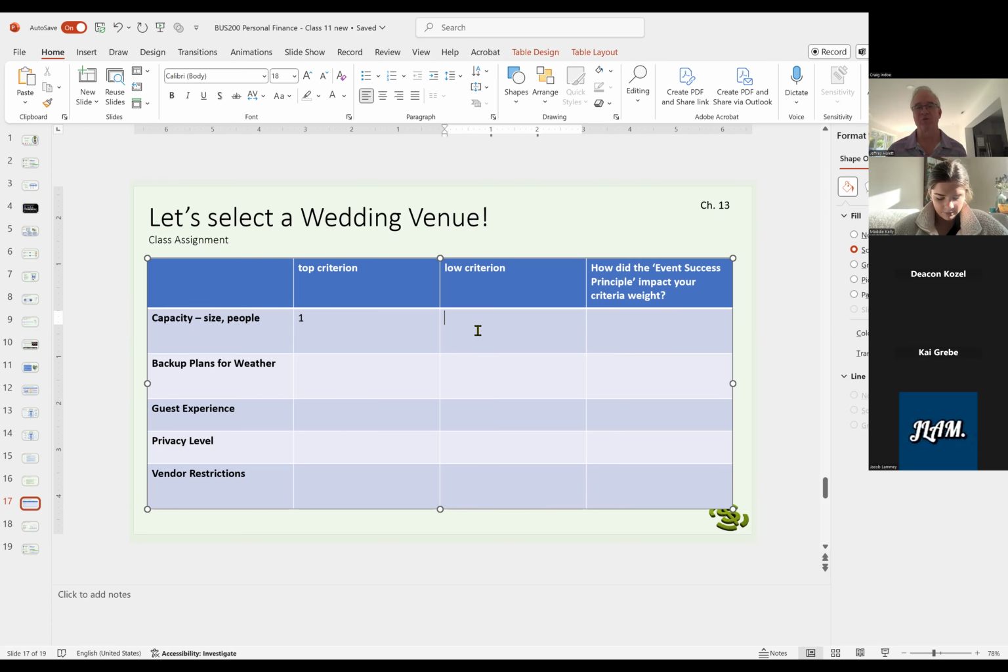What about the lowest one? What was on your low list? Lowest was actually availability, which I thought was surprising to me. I'm going to go with that then. Meaning if it's not available, there's probably other ones you can choose from.